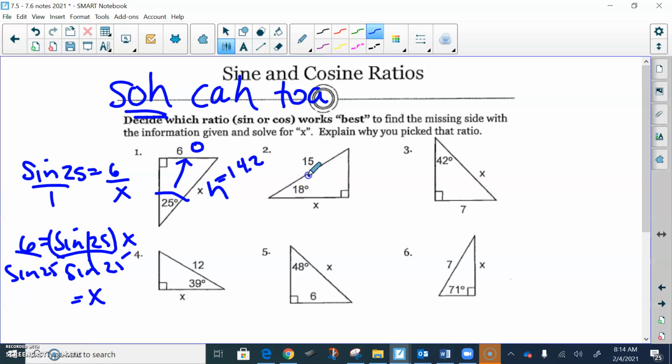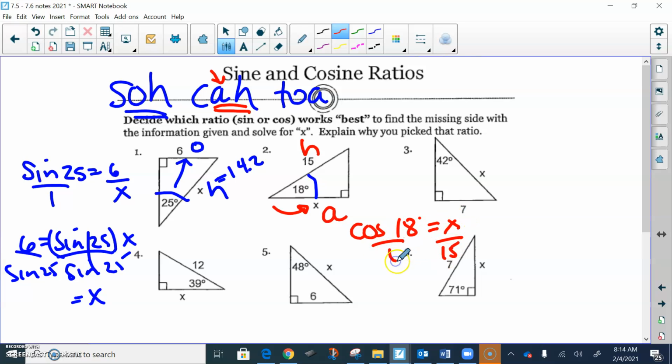Okay, so this one, again, we decide what do we have and what are we looking for. We're looking for the adjacent side, and we're given the hypotenuse, AH, there it is. That tells me I'm going to use cosine. So I say cosine of an 18-degree angle equals, adjacent has to go on the top, that's the way it was designed, over the hypotenuse, which is 15, cross multiply.